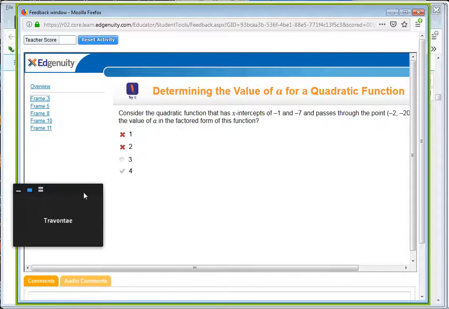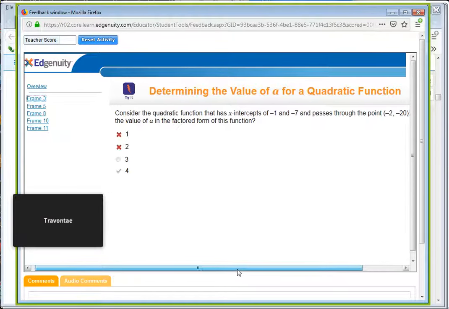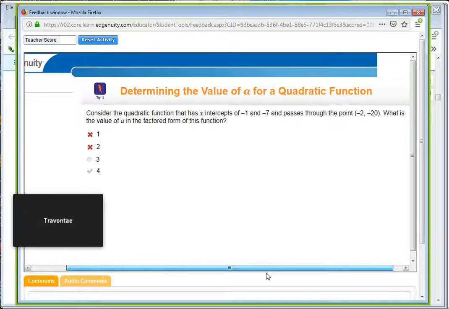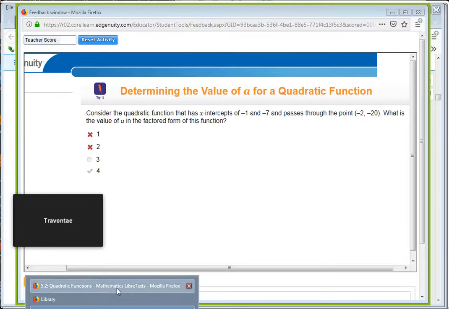All right. So this is a problem taken from your present assignment on frame 3. You've got a quadratic function with x-intercepts of -1 and -7 that passes through the point -2, -20. They want to know the value of a in the factored form of this function. I'll stay on the screen that you're on, but you have the standard form written in your notes, right? Yes. Okay, so let me switch back so I can see the standard form again.